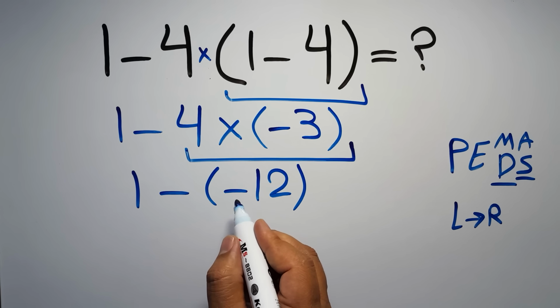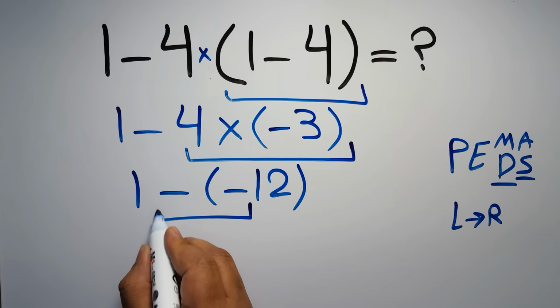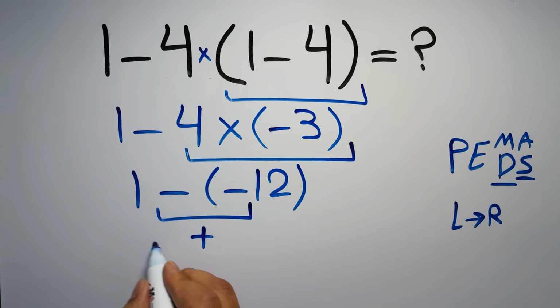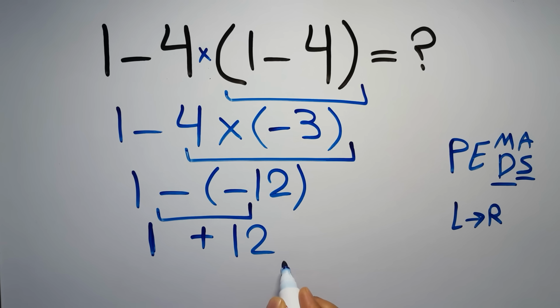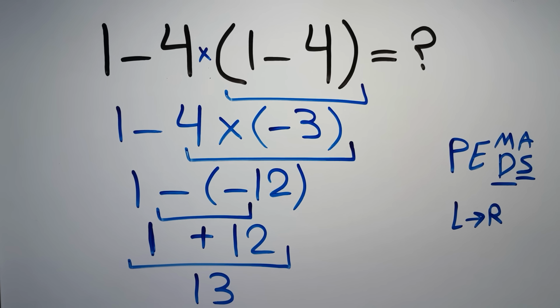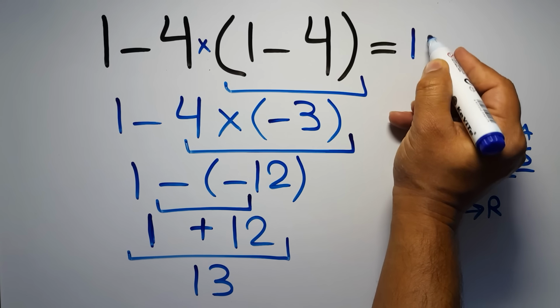Minus times negative, or negative times negative, gives us positive. So we have 1 plus 12. And this is equal to 13. So we have 13, and this is our final answer to this problem. The correct answer is 13.